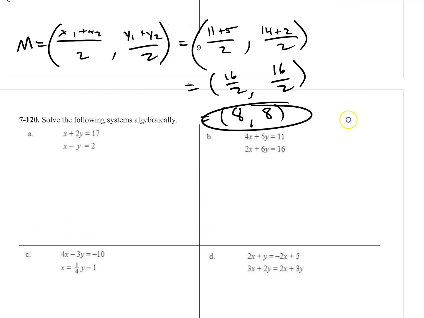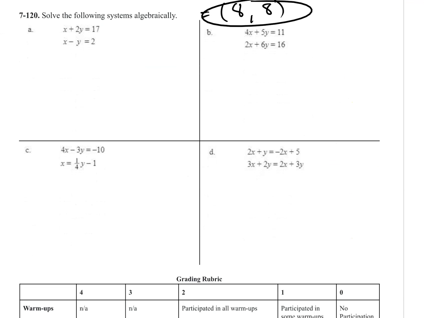Make sure you do B. Last problem. I'll do A and D.